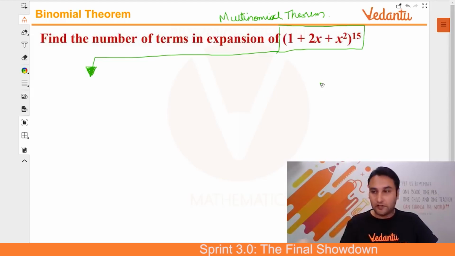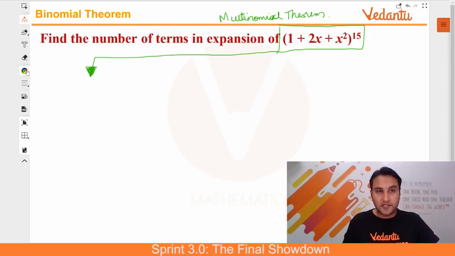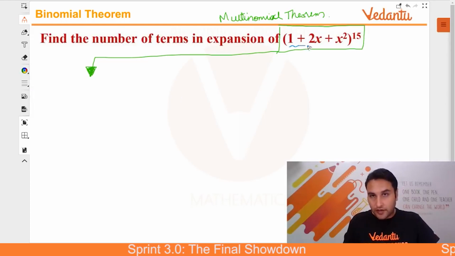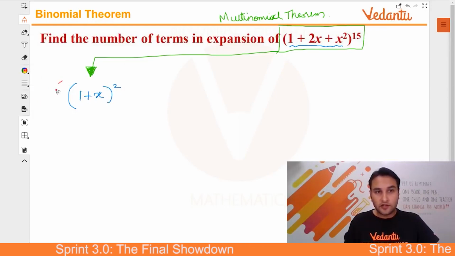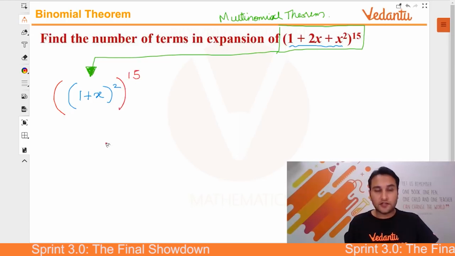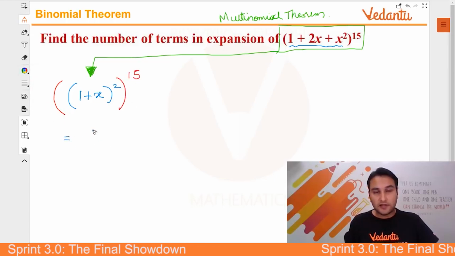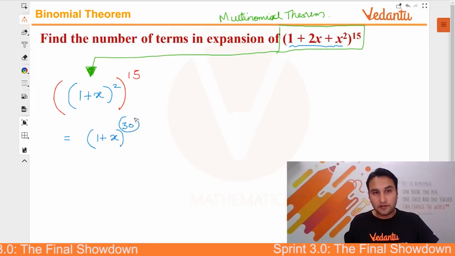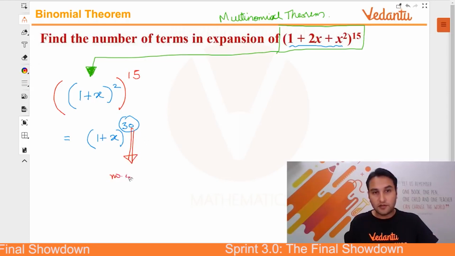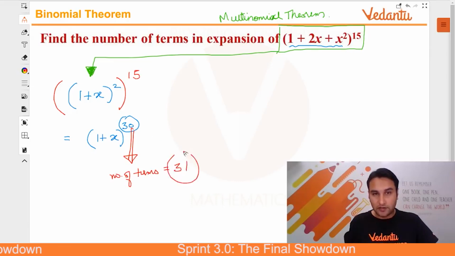If you look at this problem very carefully, this problem actually is binomial theorem only, because what you see inside, if you look at this very carefully, what is it written? It is written 1 plus x का whole square raised to power 15. That's it. So basically what you get is, this is nothing but 1 plus x raised to power 30, which implies how many terms are there? It implies number of terms are the power plus 1, 31 is your answer.